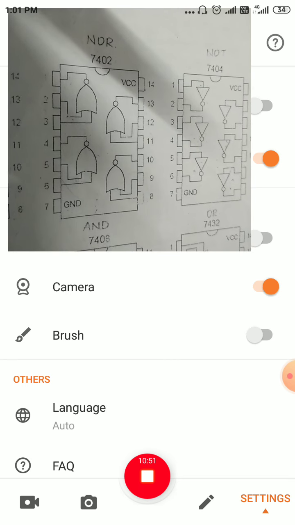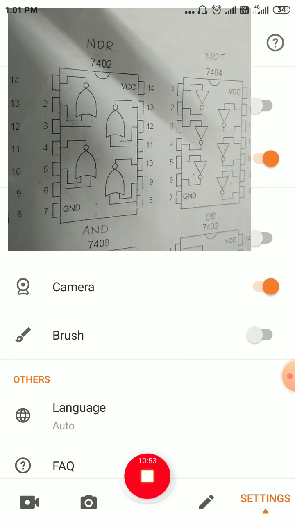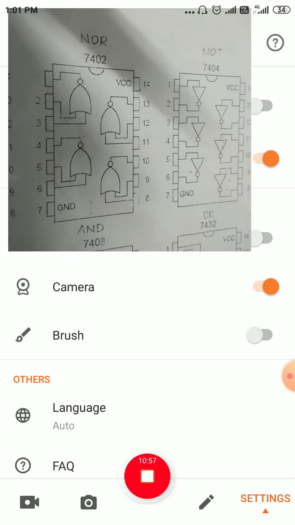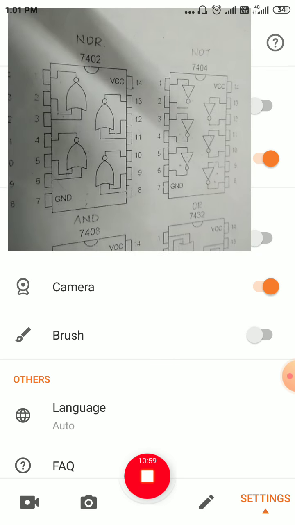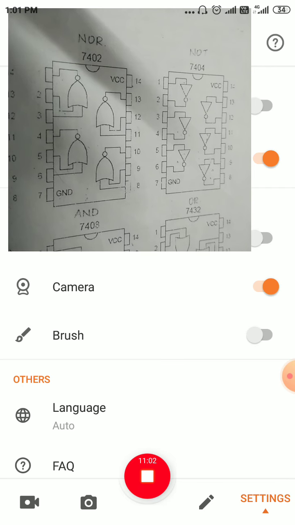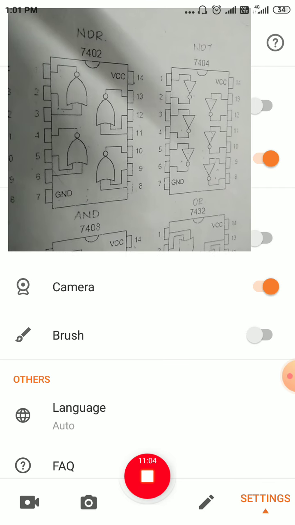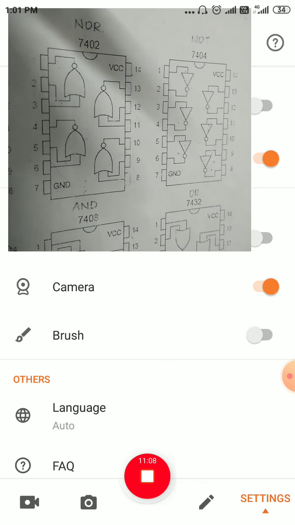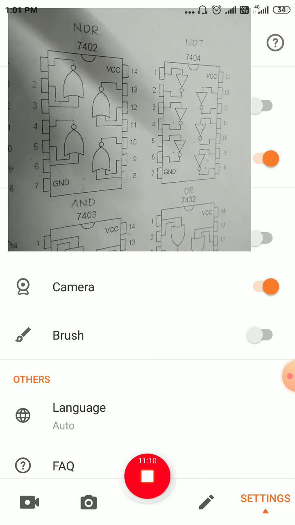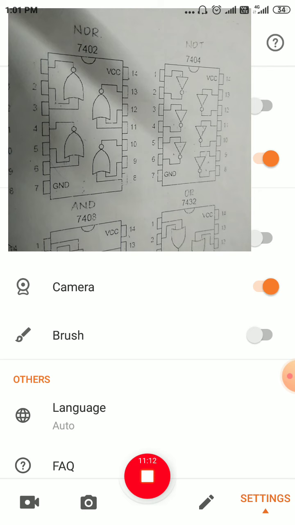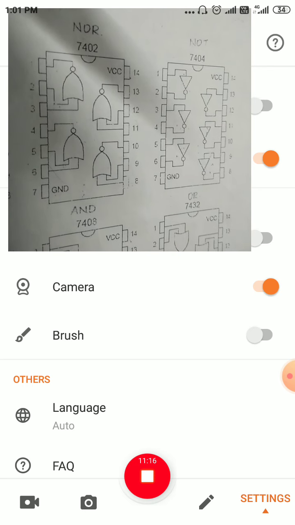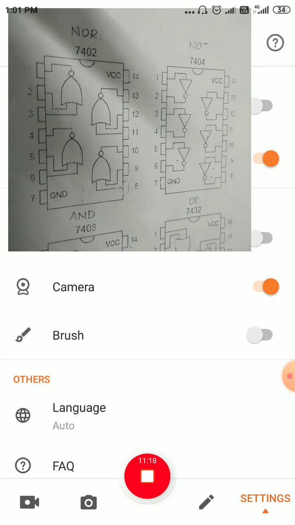The first pin works as an output. The second and third pins work as inputs. The fourth pin is an output, and 5 and 6 are inputs. On the opposite side, the 8th and 9th pins are the inputs, and the 10th pin is the output. And one more gate, the last gate: 11 and 12 are the inputs, and 13 is the output.